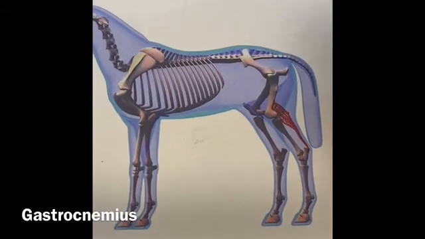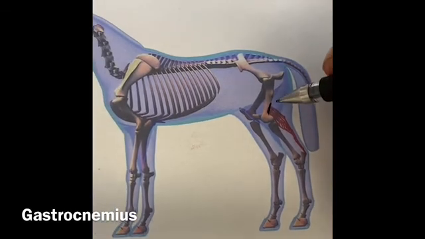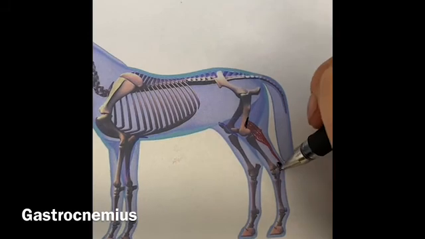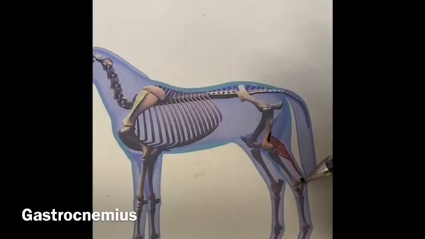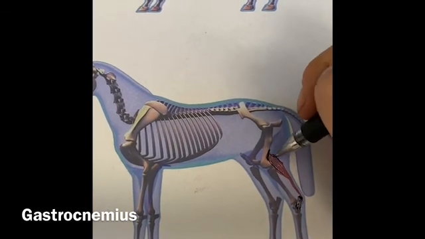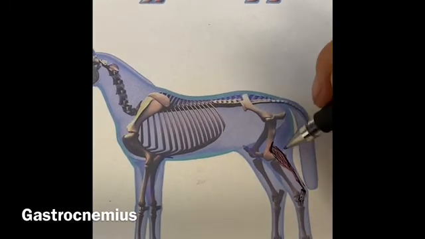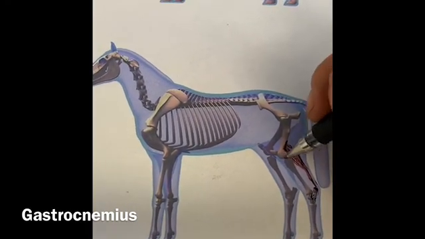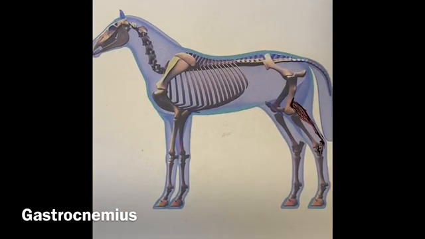The gastrocnemius muscle. The gastrocnemius muscle originates on the femur here, there. And it inserts on the calcaneus. This is our calcaneal bone here, on the calcaneus and the tarsal joints, so on the inside here of the hock joints. And it's got a big body there, and it sort of becomes tendinous as it goes down here. And its function is flexion of the stifle, so it's a stifle up here, and extension of the hock down here. And that is the gastrocnemius muscle.